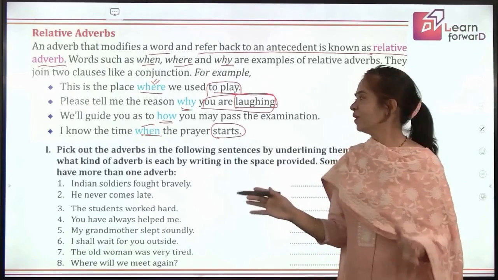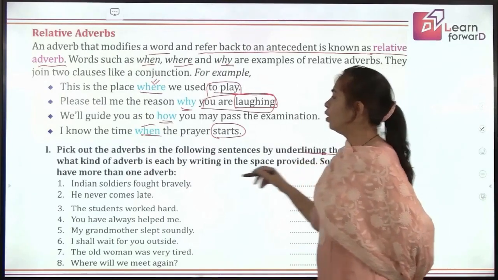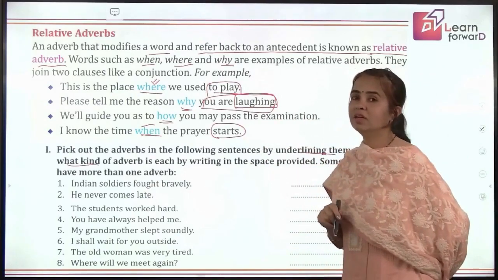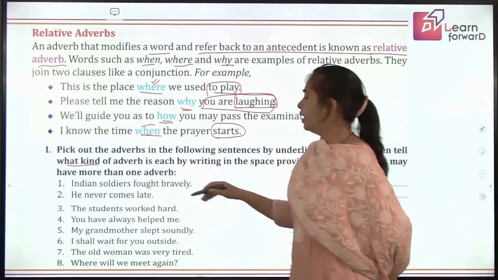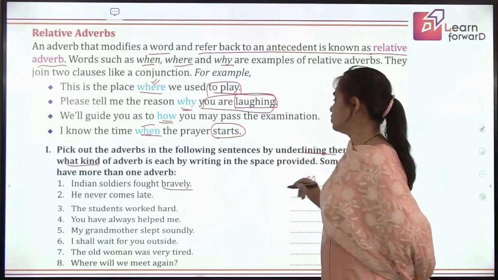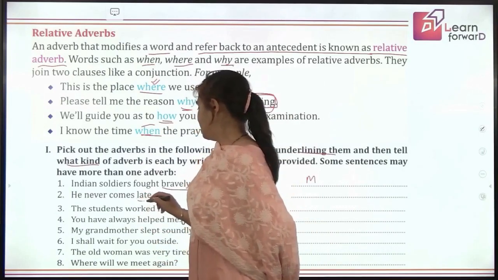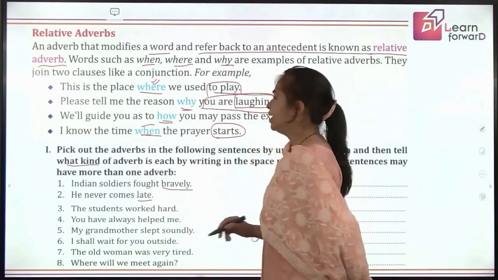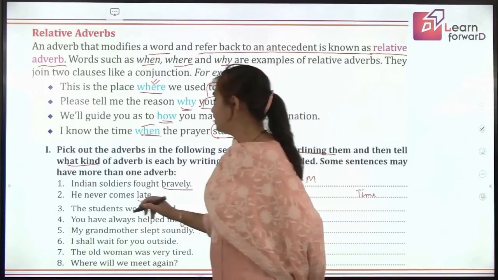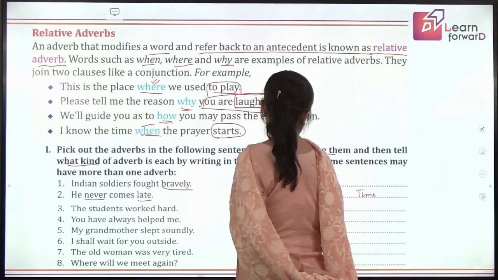It's clear? Okay, then let's do an exercise here. Pick out the adverbs in the following sentences by underlining them, and then tell what kind of adverb each is by writing in the space provided. Some sentences may have more than one adverb also. Indian soldiers fought bravely. Very easy. Yes, bravely, you are correct. Manner is also correct. Let me write only M. He never comes late. So what is the adverb here? Okay, late. Good. Late shows you when. That means time. Is there any other adverb you can see here? Never. Children, never is also an adverb because it is telling you about frequency. So this is an adverb of frequency.